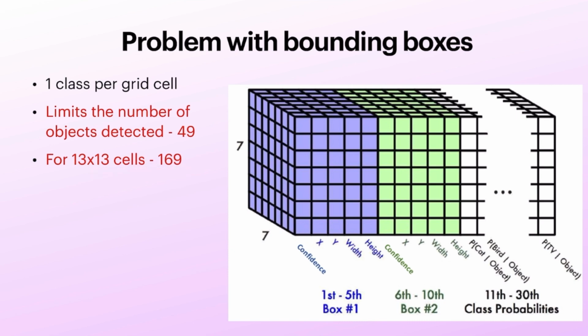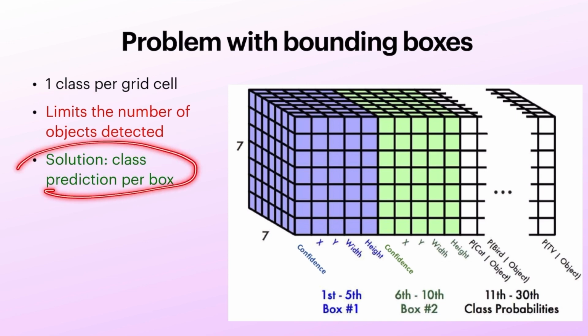Instead of predicting only one class per grid cell, we should predict the class for every box, right? That is the solution. We have to predict the class for each box. Then every box has its own class, so you need not discard the boxes. This will increase the number of objects that can be detected. If I have 100 boxes, I will have 100 classes, so I can easily detect more objects.